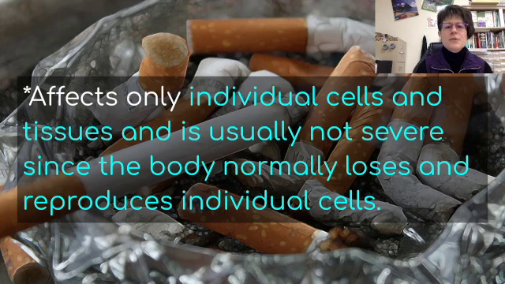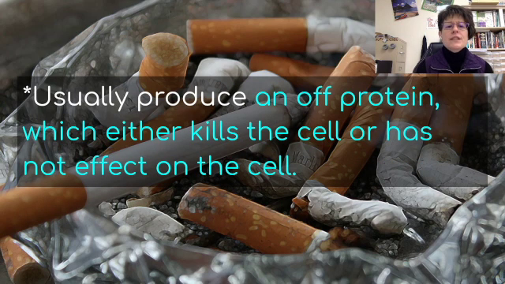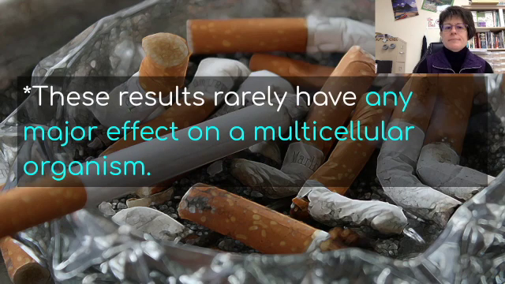However, if you continue to smoke and you're a heavy smoker, the body cannot continue to do that as effectively, especially as we age. This usually produces an off protein, which either kills the cell or has no effect on the cell. So a lot of times there's not too many repercussions from this. There are mistakes made all the time in our cells, but like I said, they either just die or they're taken care of by our immune system.